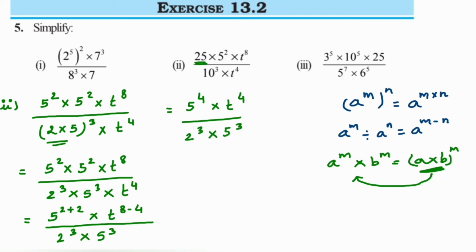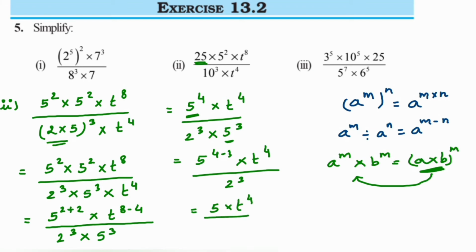Now the 5 in the numerator and denominator, bases are same, powers are different, and they are in division form, so powers will get subtracted. So 5 to the power 4 minus 3 into t to the power 4 upon 2 cube, right? Now this is equal to 5 to the power 1, or you can just simply write 5 into t to the power 4 upon this 2 cube. I'm going to write it down as 8. So the final answer will be 5 t to the power 4 upon 8. That's it. This is the answer for the second question.